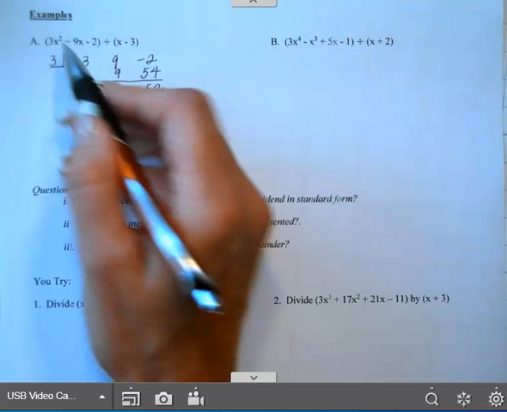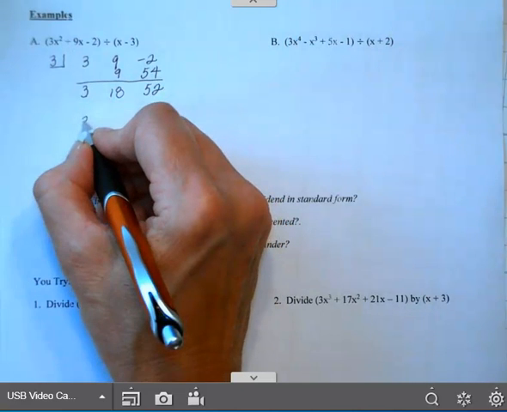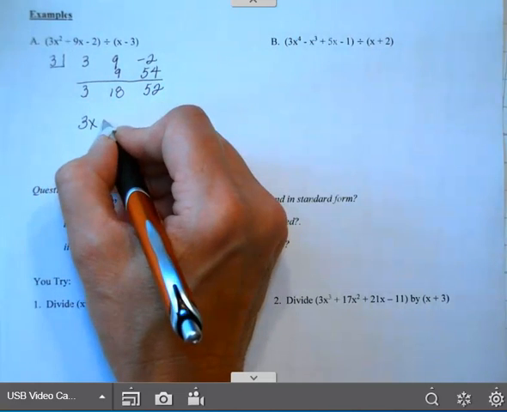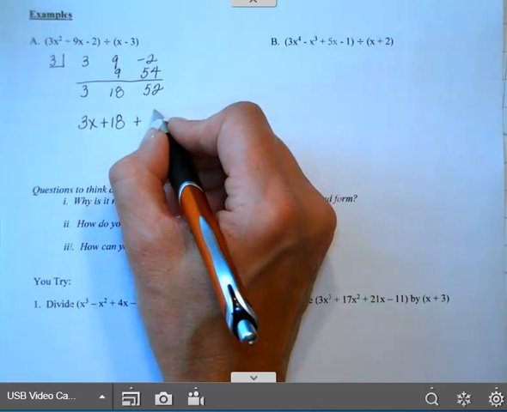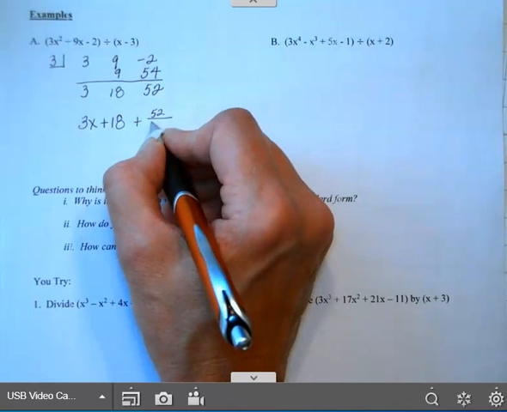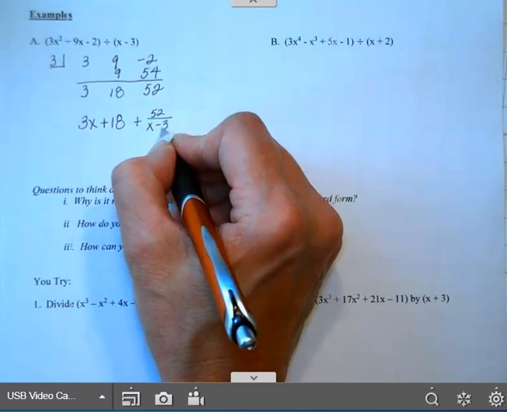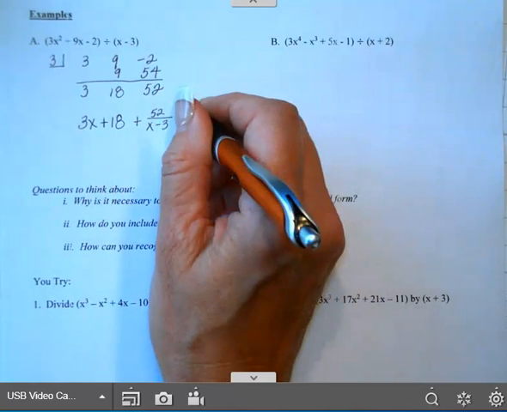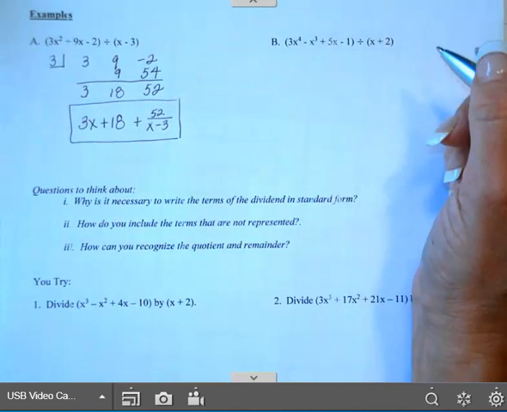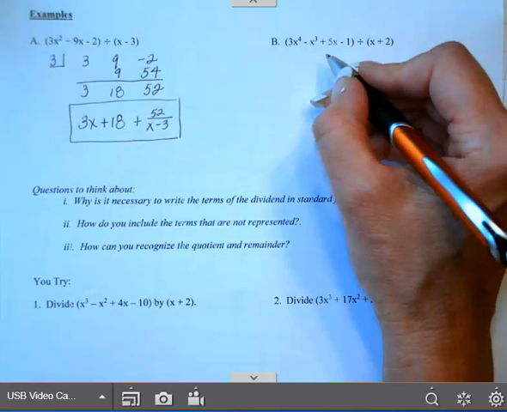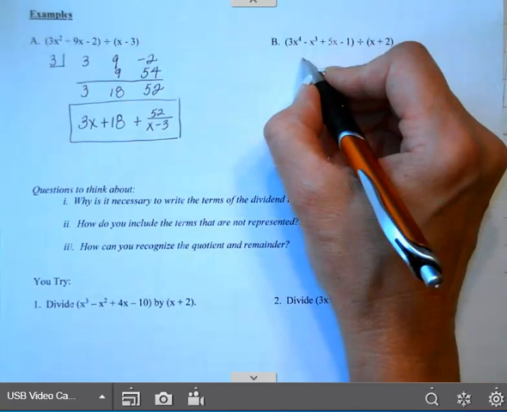This was x squared. This will now drop 1 degree. So this is 3x plus 18. And then my remainder is 52. And I can put that over my divisor of x minus 3. So if you do long division, you'll get the same answer as I did with the synthetic division. Let's try the next example.